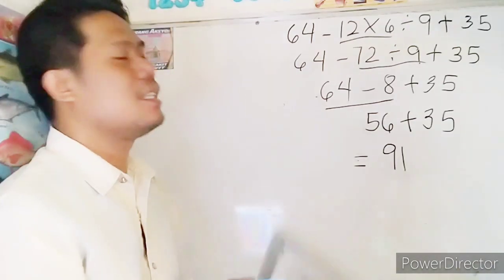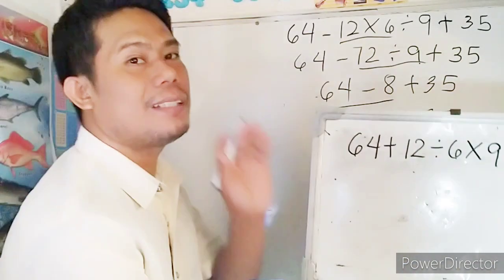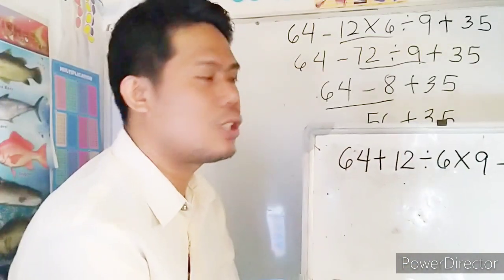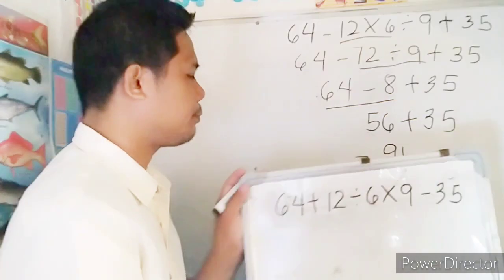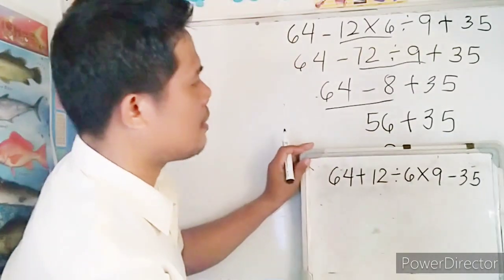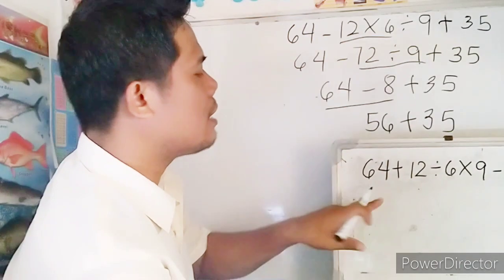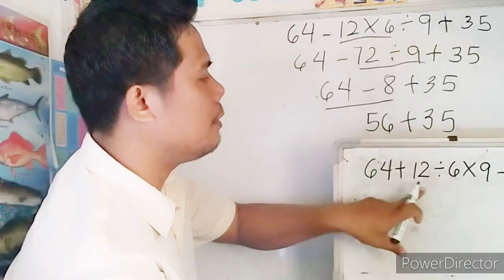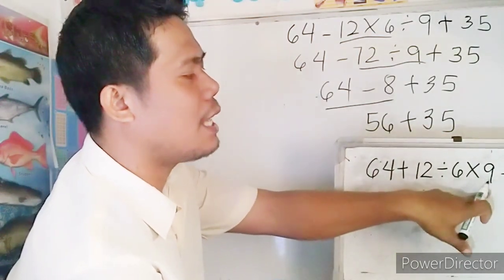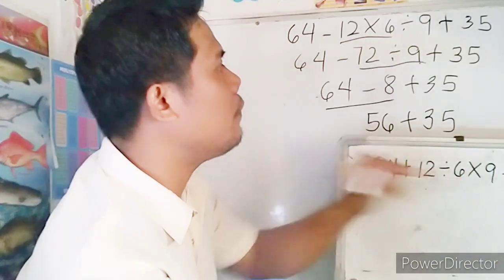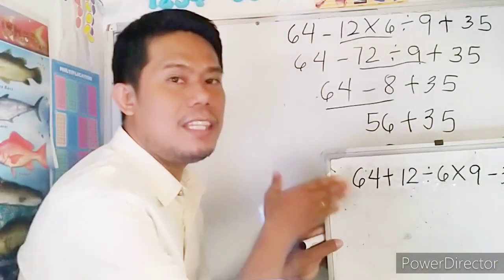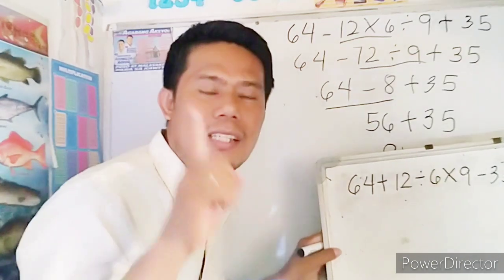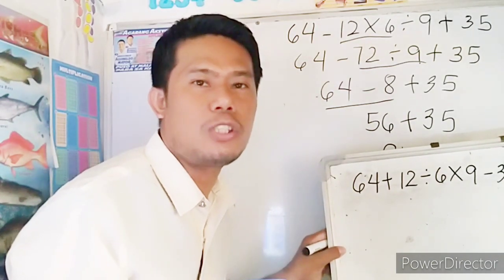Now, again, same number but reverse operation. So, tingnan natin dito ha. So, let's have this: 64 plus 12 divided by 6 times 9 minus 35. Now, in this equation, what is the first operation that you are going to perform?